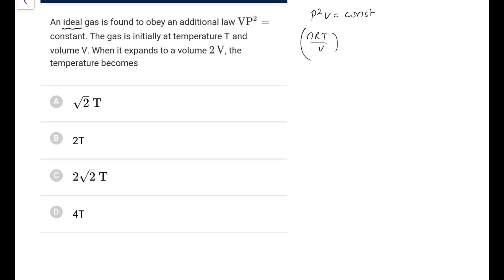So nRT by V square into V is equal to constant, and n and R will be constant. So you can directly do it like this. This will become T square by V equal to constant, the rest are all constant. So T square is proportional to V, or T square by V is constant, you can write like this.